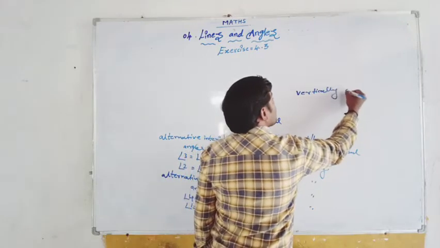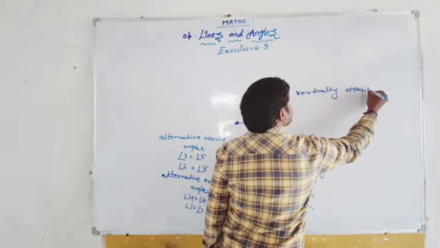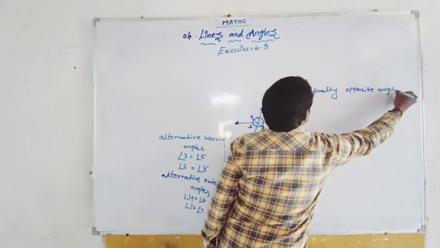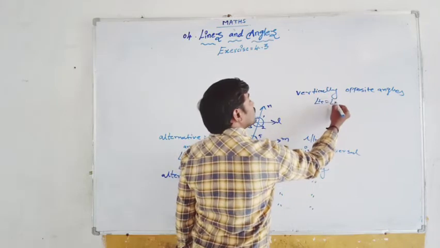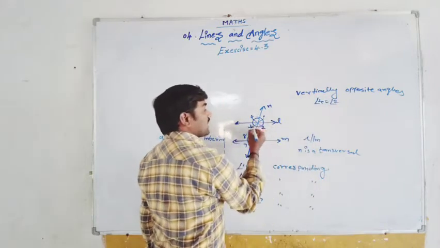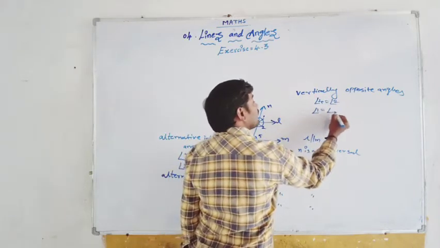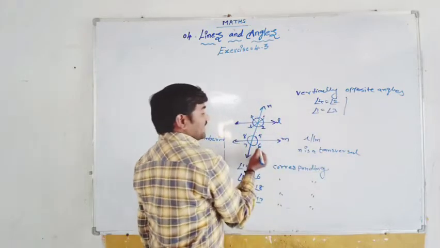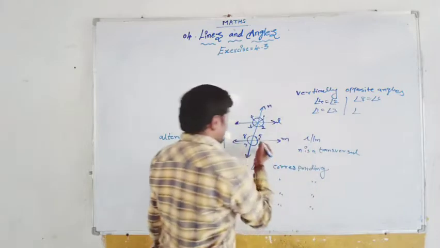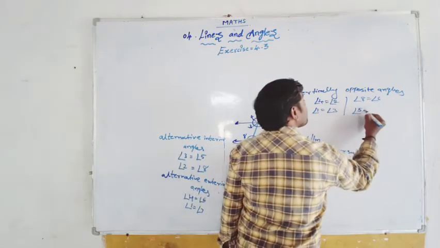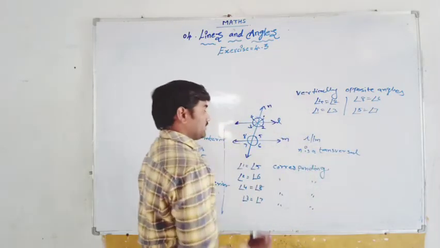Vertically opposite angles. What are the vertically opposite angles here? Angle 4 equal to angle 2, vertically opposite angles. Angle 1 equal to angle 3, angle 8 equal to angle 6, angle 5 equal to angle 7, all vertically opposite angles.